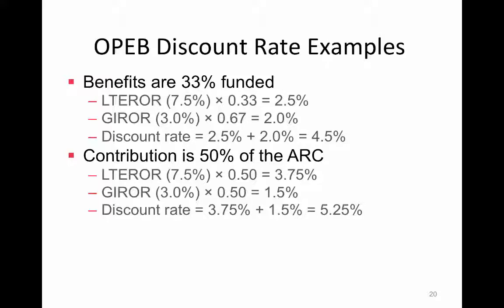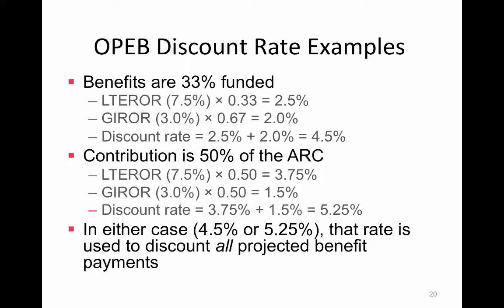It's important to note that each of those projected benefit payments, in that example we looked at from age 62 through age 80, each of them is going to be discounted using the 4.5 or the 5.25% that you came up with in this weighted average. And I mention that so that when we get to talking about Statement 68 on pensions and the way that discounting is done under those standards, when I say that it's different there, you'll understand why.